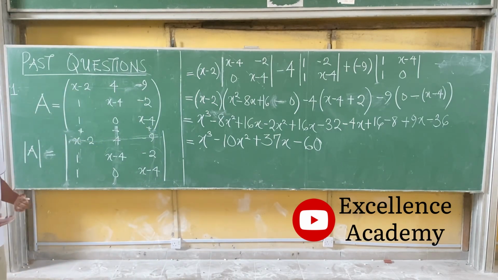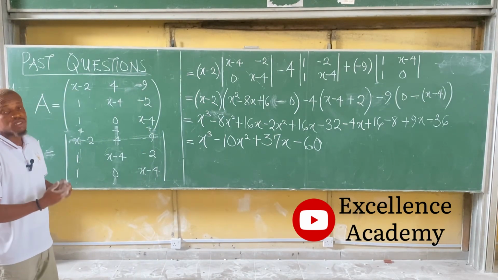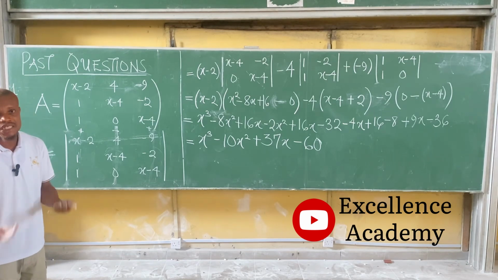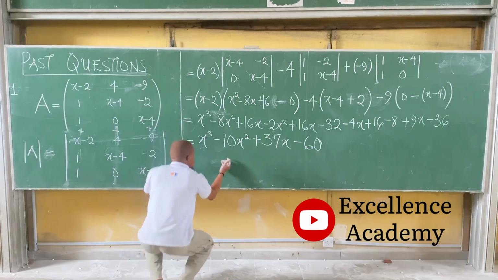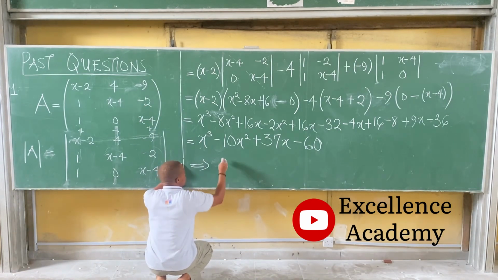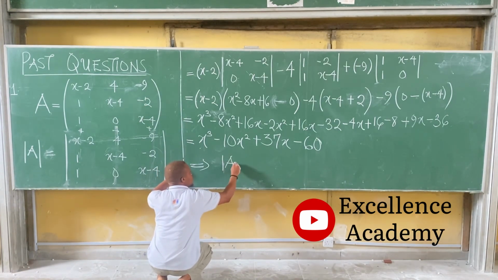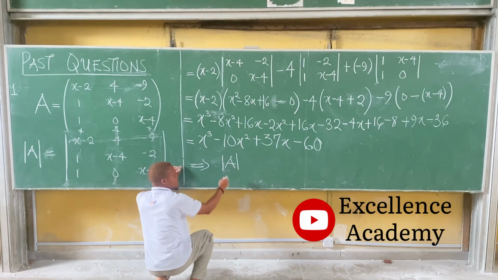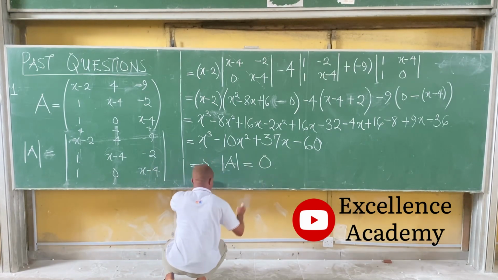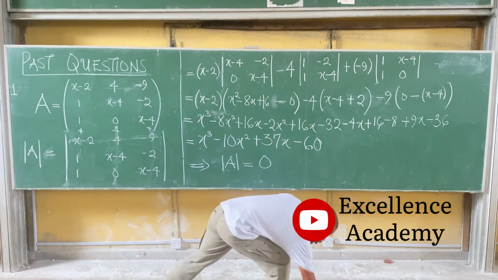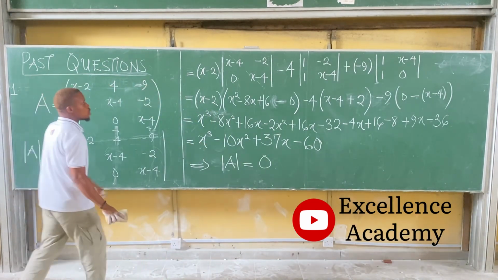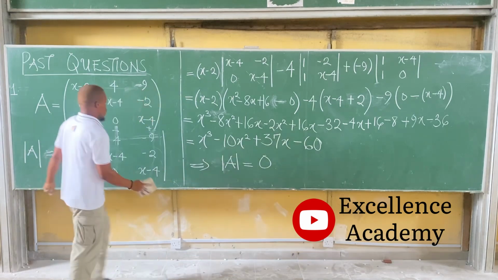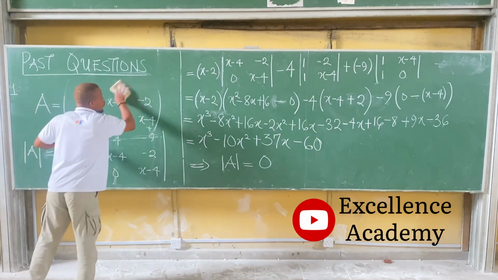Alright. Next up, mind you, recall that I said for a matrix to be singular, its determinant should be equal to 0. Recall that for this matrix to be singular, its determinant should be equal to 0. All right. So let's equate this determinant which we got to be 0, and then find the value of x.